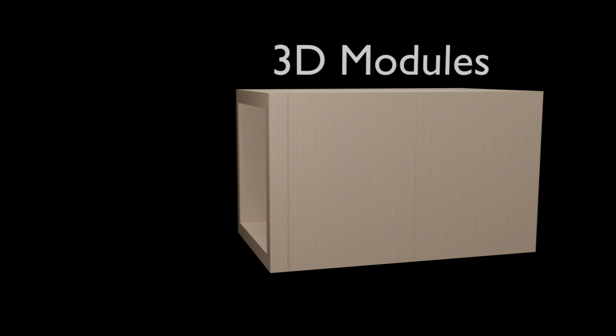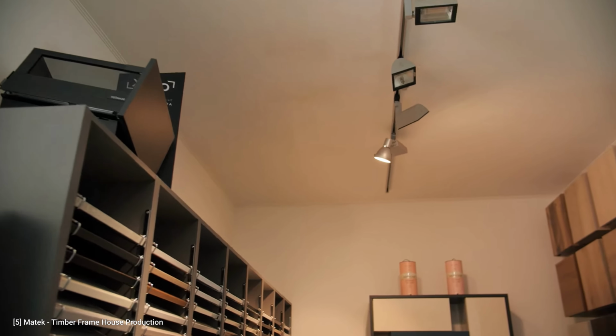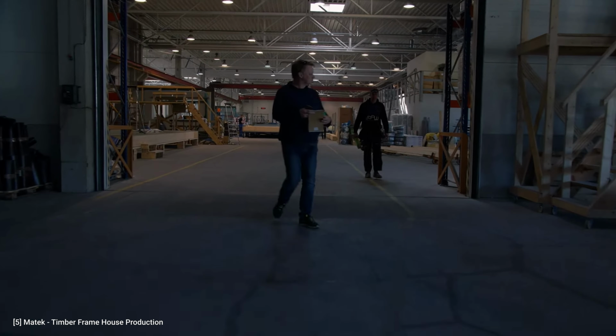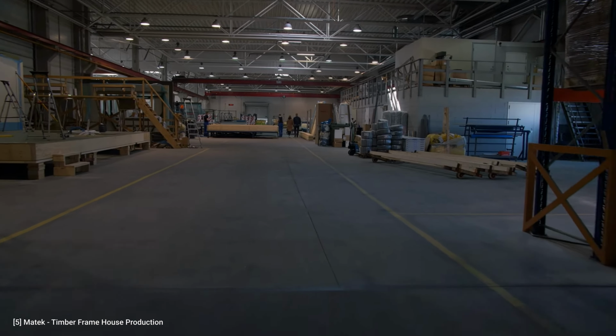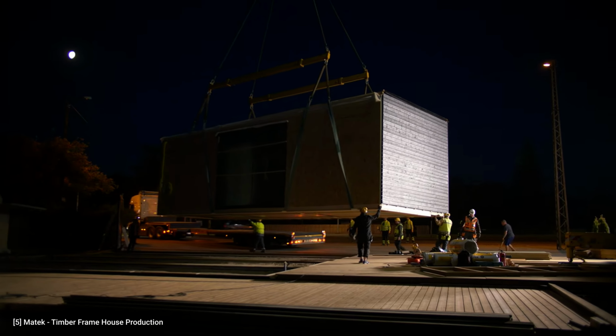3D modules, also known as volumetric units, are pre-assembled box-like structures that often represent complete rooms, such as bathrooms, kitchens, or even entire apartment units. Like 2D modules, they are constructed in controlled factory environments, transported to the construction site, and assembled into the final structure. While the process of factory production, transportation, and on-site assembly closely mirrors that of 2D modules, 3D modules arrive as largely finished modules, requiring minimal on-site work.